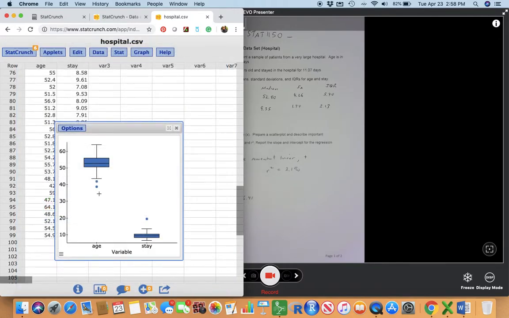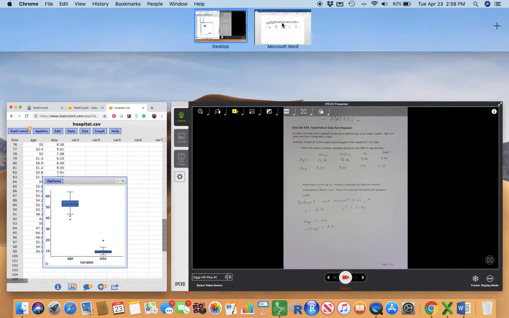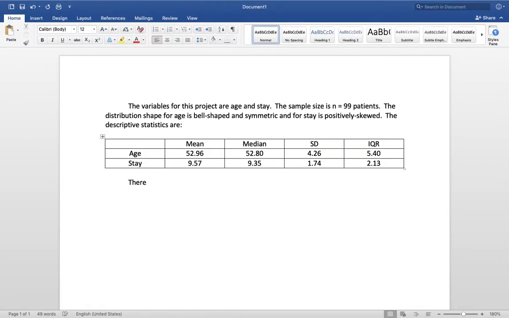So there are a couple of outliers. There are 2 outliers for age, and there's 1 outlier for stay. Actually, there were two outliers. All right. Actually, that shouldn't be indented because it's still part of the first.